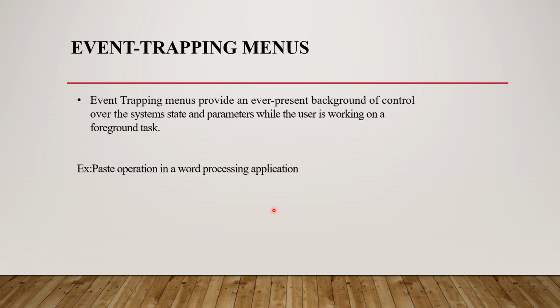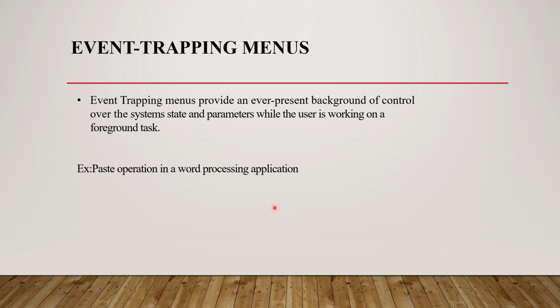In event trapping menus, generally they serve one of three functions. They immediately change some other parameters in the current environment, or they may take the user out of the current environment to perform some operation without leaving the current environment, or they may exit the current environment and allow the user to move to a totally new environment.